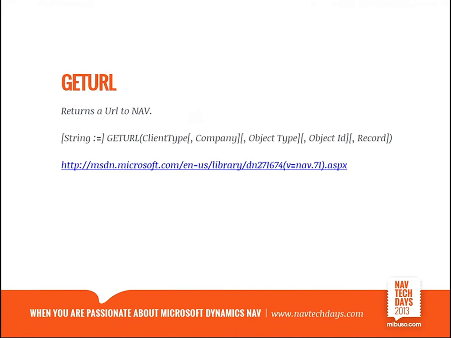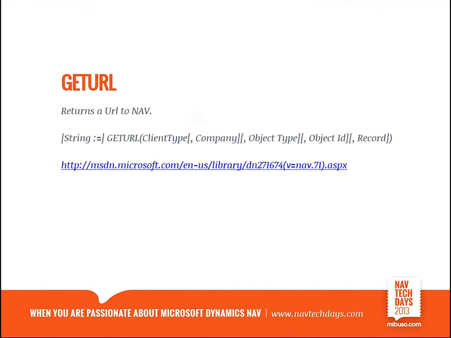GetURL is a new command. As you can imagine, I showed you the URLs for the web client and the Windows client, and you have a function called tenant ID. If you wanted to create a URL that returns a pointer to an OData feed to this page and this data, you could do that with simple string manipulations. But there's a lot more to it than that.